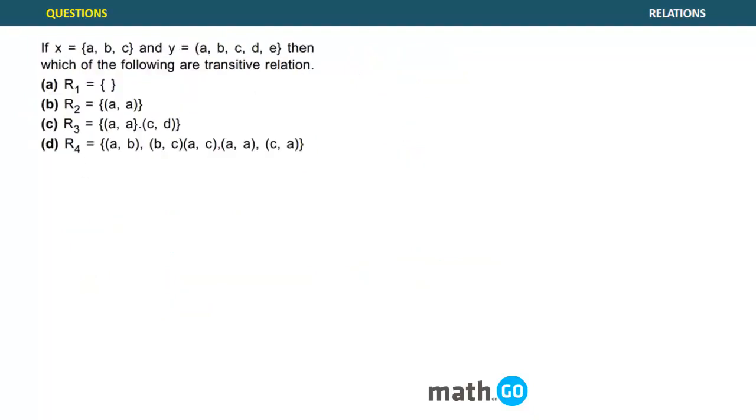Now this is finding the transitive relation. Okay. So I'll write X first of all for you people. X is given to be A, B and C. Y is given to be A, B, C, D, and so it consists of 4 elements and X consists of 3 elements. So R1 relation, it's a null set. Yes, null set we already did. Null set is transitive in nature, no problem. Null sets are always symmetric and transitive, so A is correct.